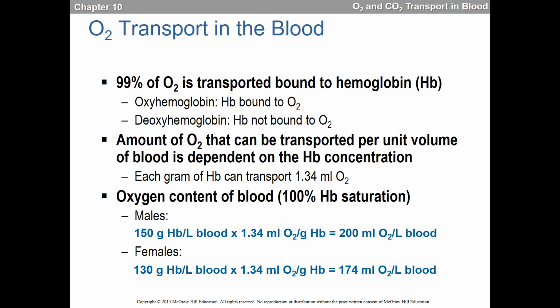And hemoglobin has a very interesting protein structure, which I would like to get into, but I'm sure that most of you don't want me to. And that's fine. So 99% of O2 is transported by hemoglobin, which is notated as HB. The amount of O2 that can be transported per unit of blood is dependent on the hemoglobin concentration. So really just how much you have.